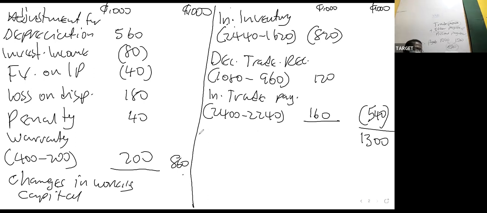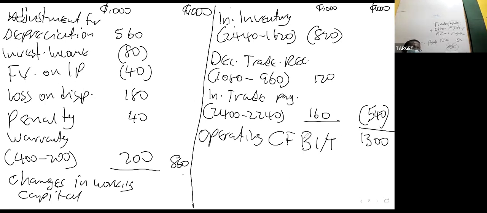Now this 1,300 we call it operating cash flow before interest and tax. Operating what? Cash flows before interest and what? Tax.